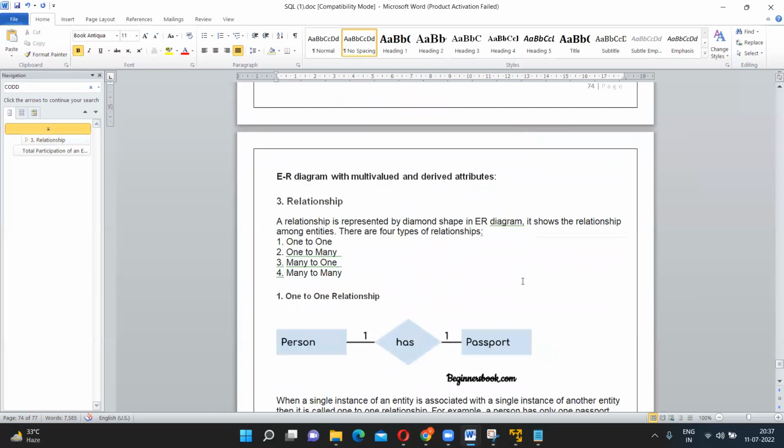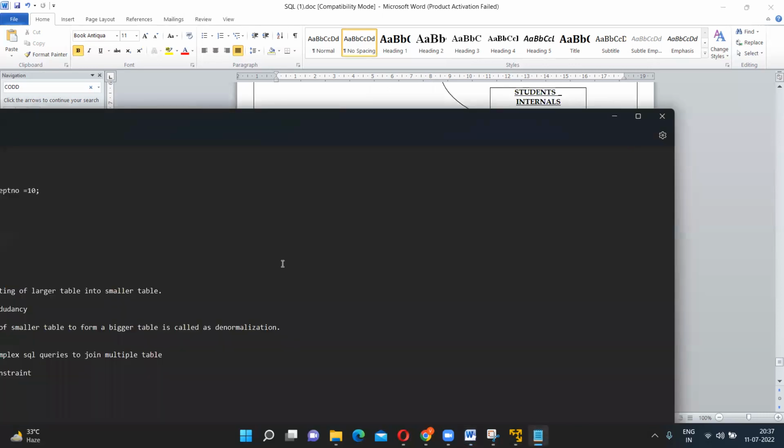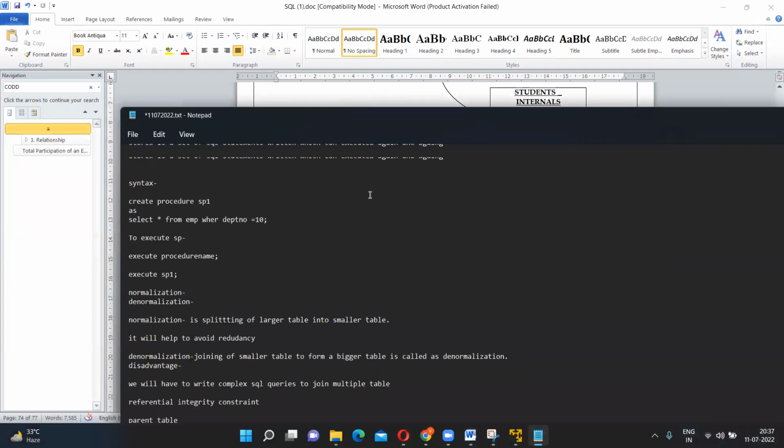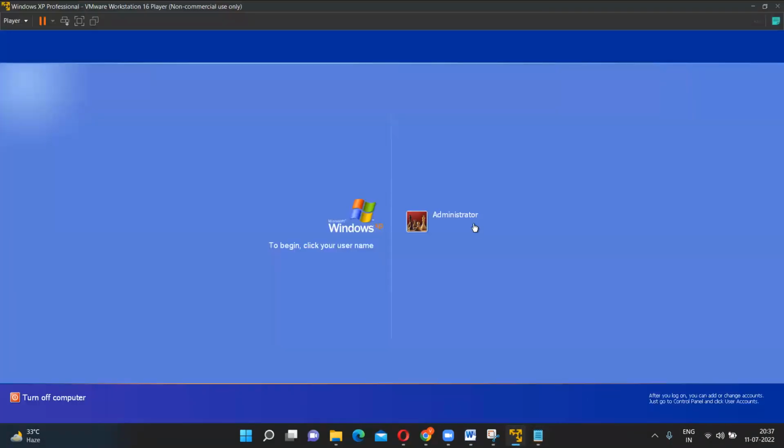So these are the theoretical things which we completed today. And we started with ROWNUM. Do you remember that? Yes. So what is ROWNUM? Let us revise it. Can everyone tell me what is ROWNUM?